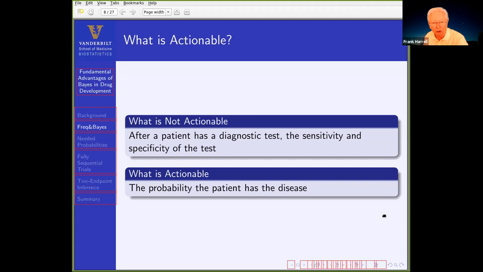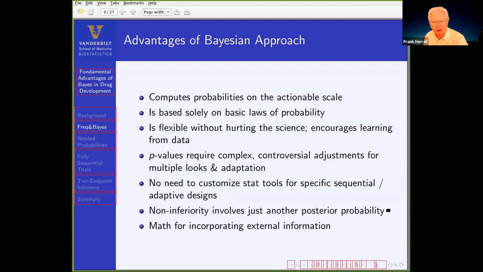So you have all of these advantages, calculating things on an actionable scale. You're using only the most basic laws of probability. There's no sample space, no limit theorems, anything like that. It has a lot of flexibility, and it doesn't require these controversial, very arbitrary adjustments for multiplicity. It doesn't need to be customized for sequential or adaptive designs. Non-inferiority is just another posterior probability, and then you have the math for bringing in external information.